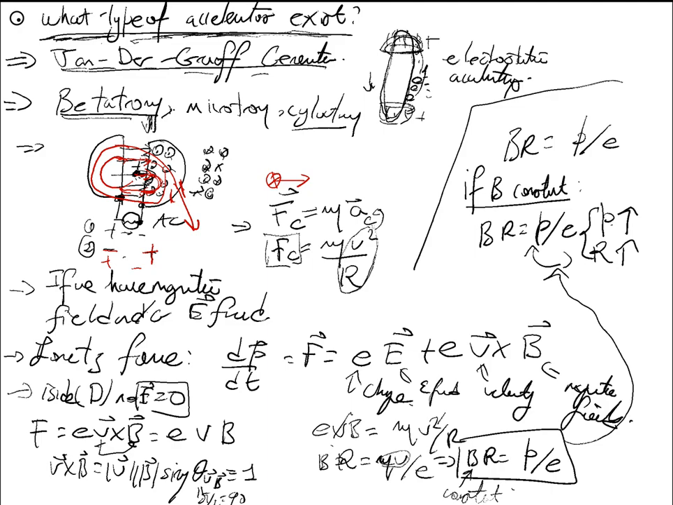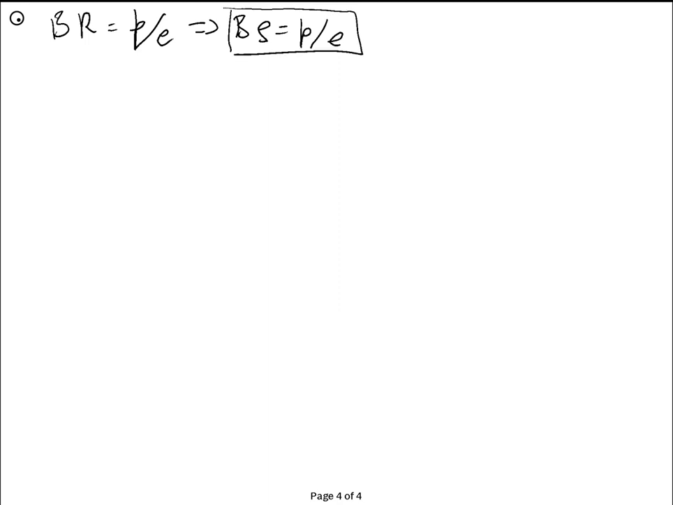But this equation is very important, and typically, Br equals p over q is written as B rho equals p over q. And this is the equation that you see in accelerator physics, where rho is the radius.